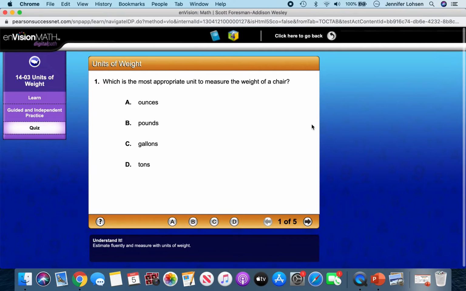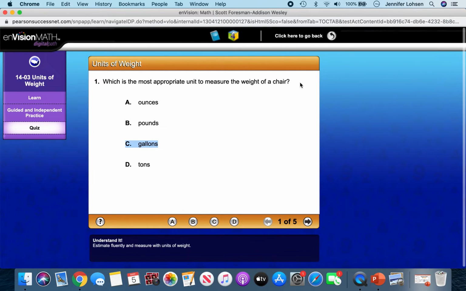Do you think you guys can tell me what that unit is that measures capacity? Holding out like Dora the Explorer again. If you said gallons, you are absolutely correct. So we are eliminating C right away. I didn't even read the rest of the question. I just know I'm talking about weight. So it's definitely not going to be a unit that measures capacity. So which is the most appropriate unit to measure the weight of a chair?